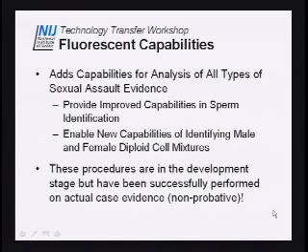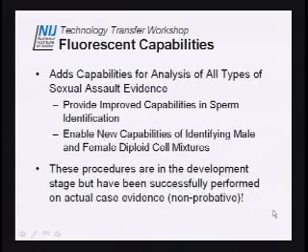The fluorescent capabilities add the capabilities for analysis of all types of sexual assault evidence. You say, okay, well, what other types are there? Well, there's fingernail scrapings, bite mark, breast swabs, just skin swabs. So not only can you analyze just sperm-containing samples, but now you have the capabilities of all types of evidence. Anytime you would have a mixture of male and female cells, with the fluorescent capabilities, we could add that capability.